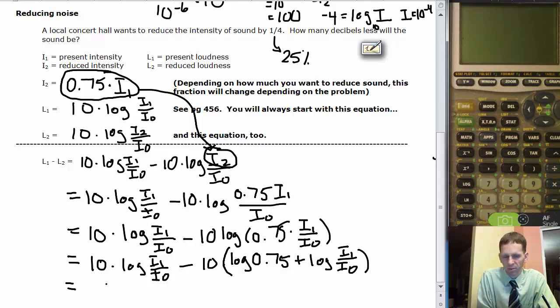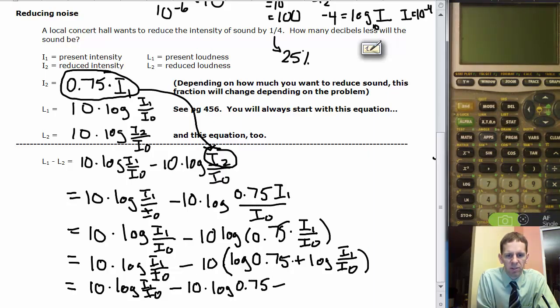So what's this equal to? Well, we're going to have 10 times log of I sub 1 over I sub 0 minus, distribute the 10, 10 times log 0.75 minus, because we have a negative times a positive, 10 times log I sub 1 over I sub 0. What did we do? We distributed the 10 to both of these terms inside the parentheses. Now, if you're wondering why we didn't substitute the first term here, it's because 10 log I1 over I sub 0 is the opposite of negative 10 log I sub 1 over I sub 0.